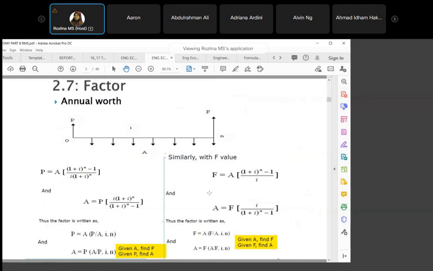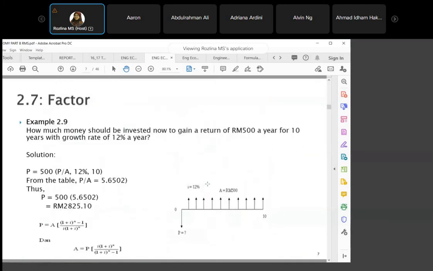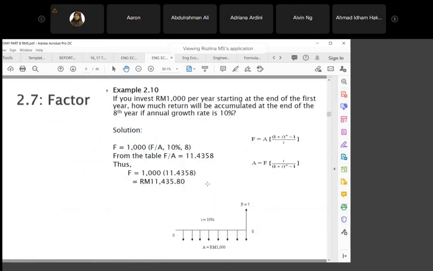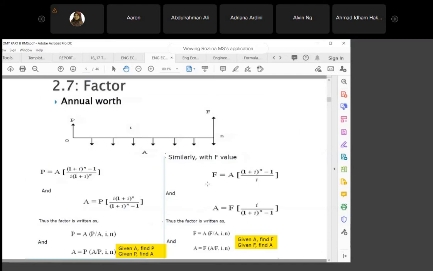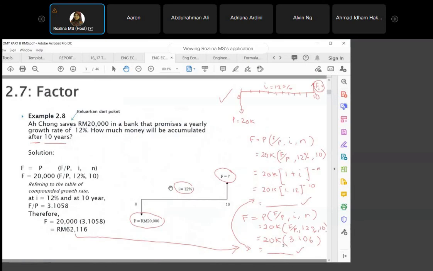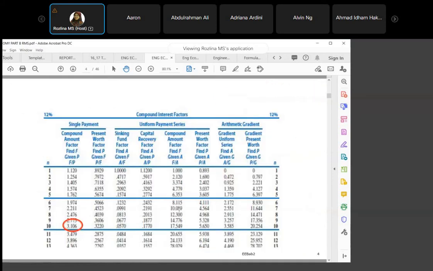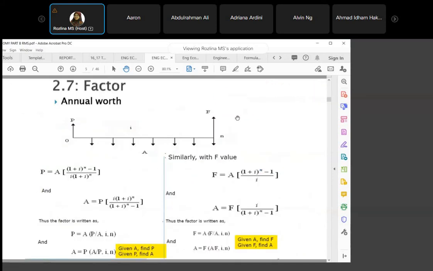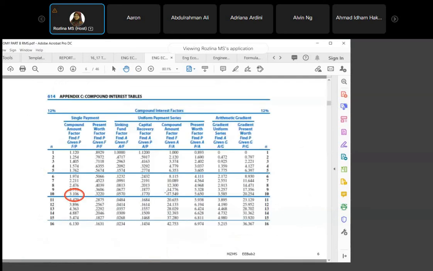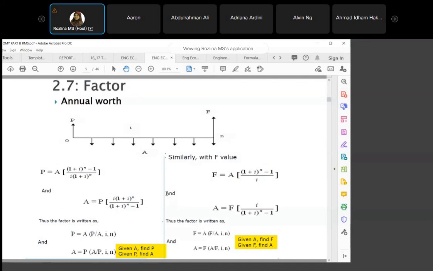Okay, I think I will stop at this part, where it is only P and F, then we go to A, P and A, F, or P and F, all of that. Okay, any question? For the time being, nothing difficult.